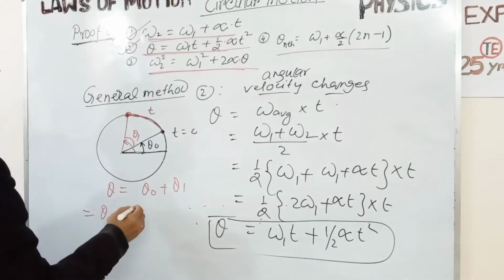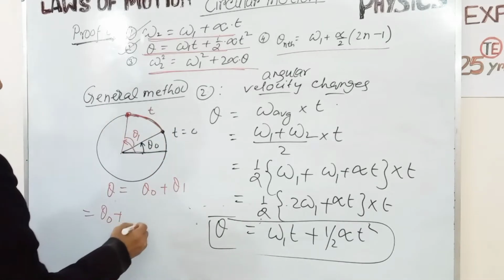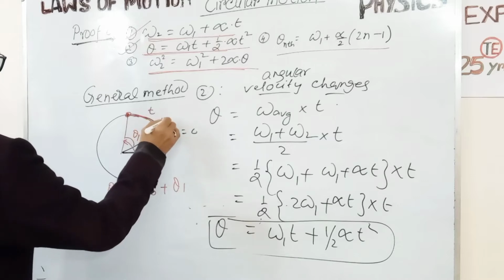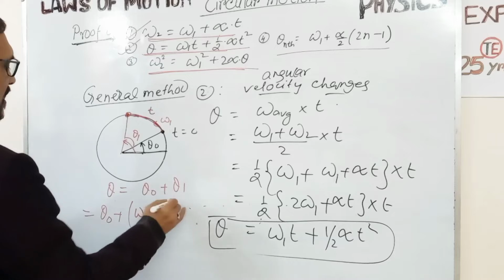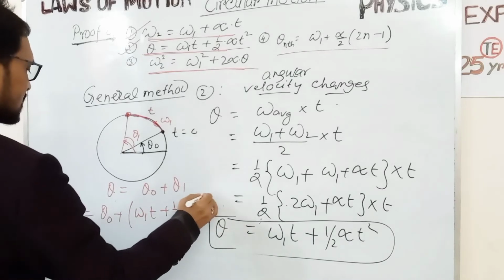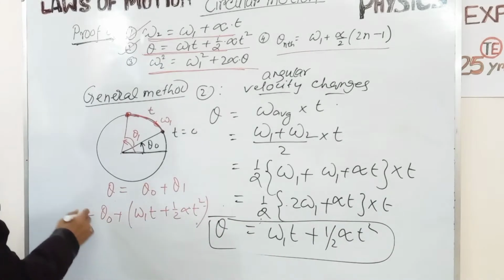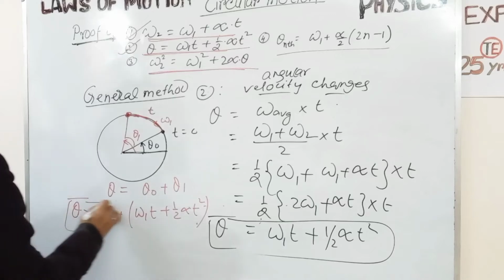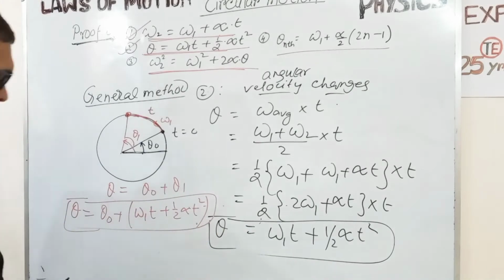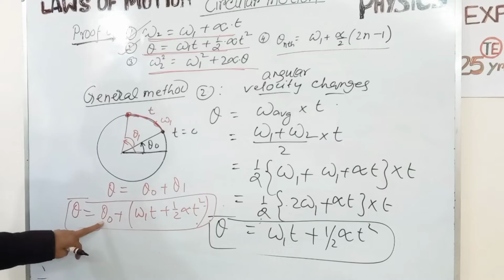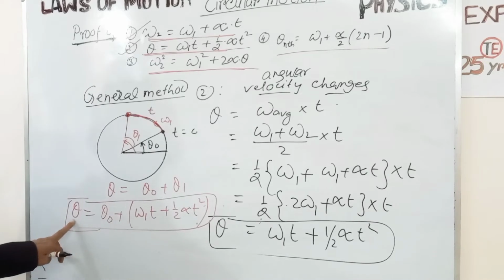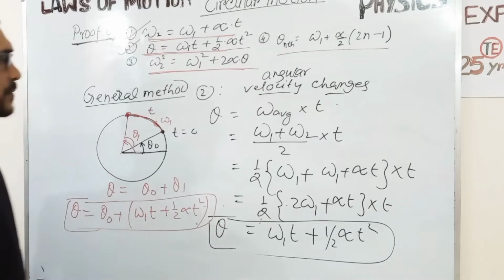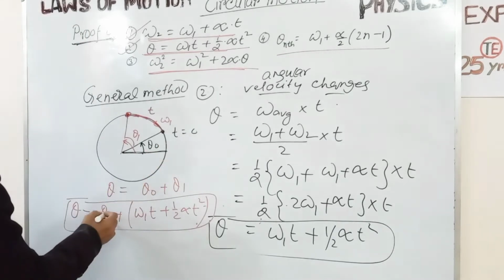What is theta 1? If the particle starts with initial angular velocity omega 1, then theta 1 equal to omega 1 t plus half alpha t square. So here the equation will be this: this is the angular position, this is the initial angular position, and after t seconds, theta equal to this.